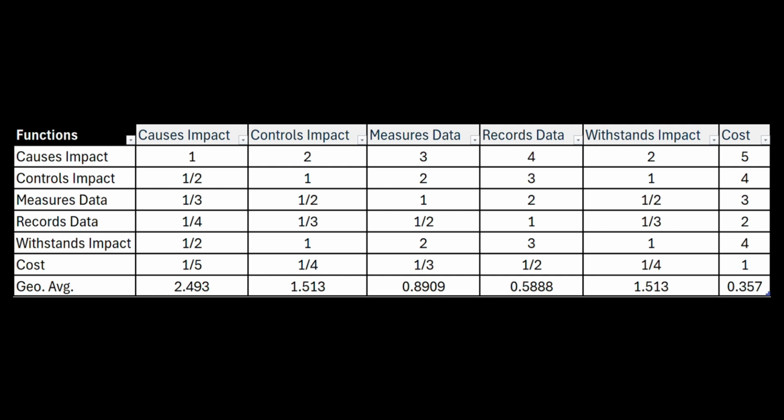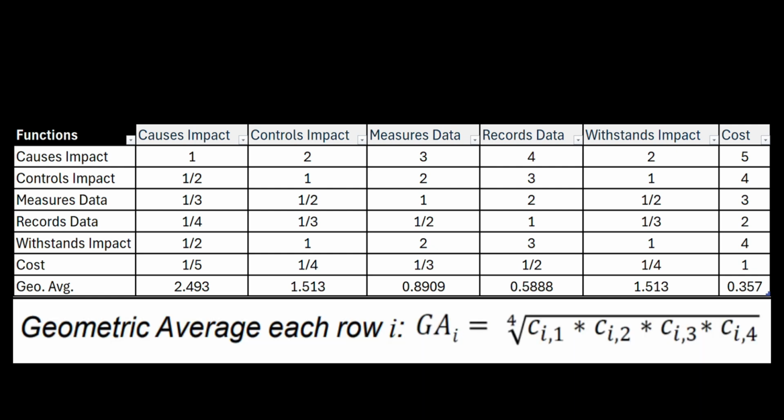To expand on why we chose our final design, we wanted to look at a few things. First of all, our functions and constraints. We use these to find the geometric average of each using this formula.